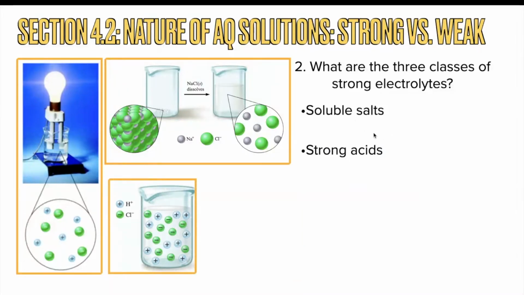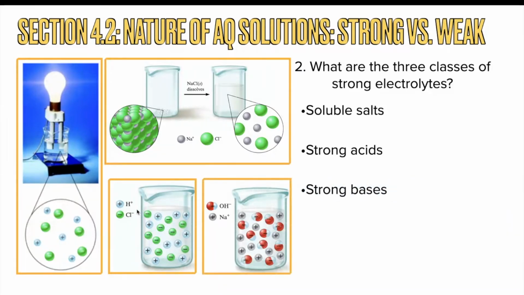Strong acids are another class that they talk about. And so strong acids are things like hydrochloric acid, which 100% ionize in water. Also, we have strong bases. So strong bases are things like, again, in this item, we have sodium hydroxide. So sodium and hydroxide are completely ionized in this solution.